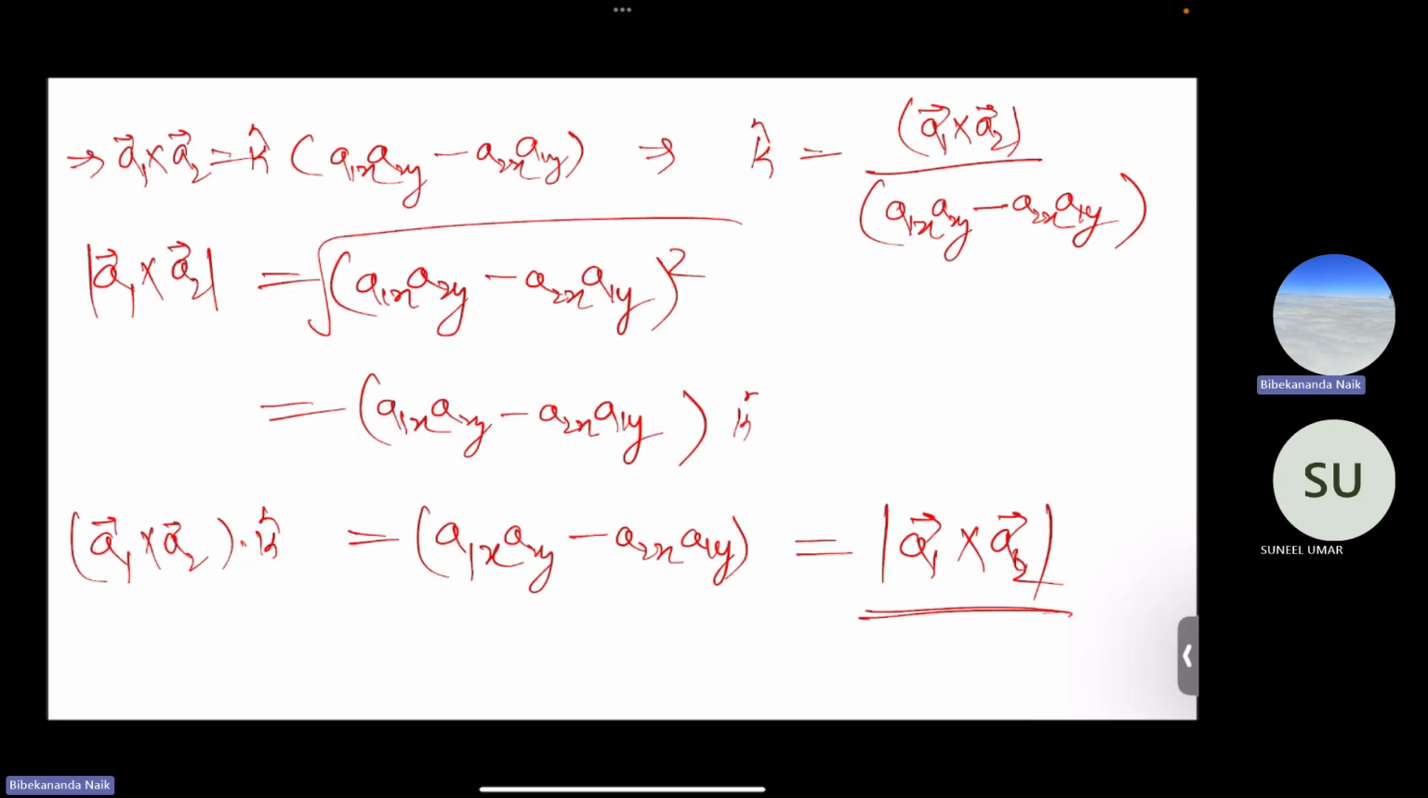If you see, this value is A1x A2y minus A2x A1y. Simply this is k cap dot k cap, and k cap dot k cap will be 1. So again the value will be the same. So this value is equal to the magnitude of A1 vector cross A2 vector. Now if you put all these values, what is the expression for A1 star? The expression for A1 star will be 2 pi A2 vector cross k cap divided by A1 vector cross A2 vector dot k cap.